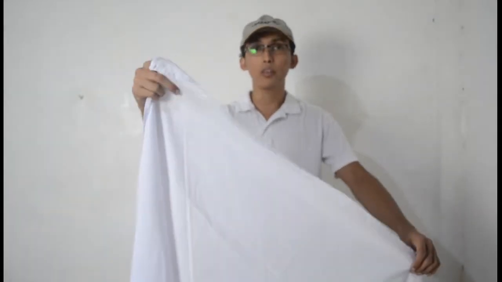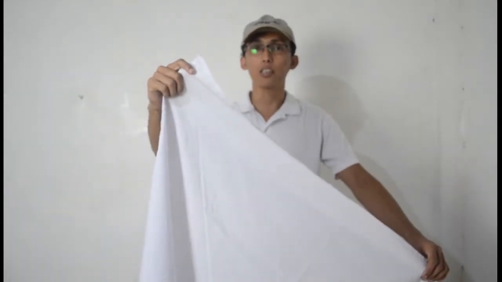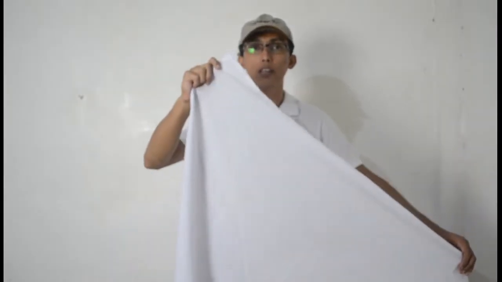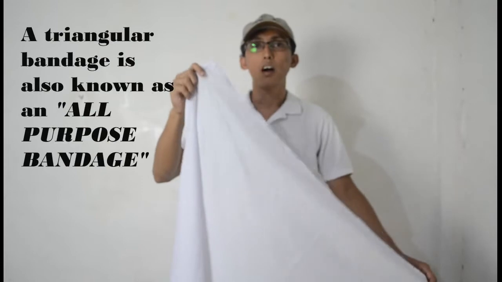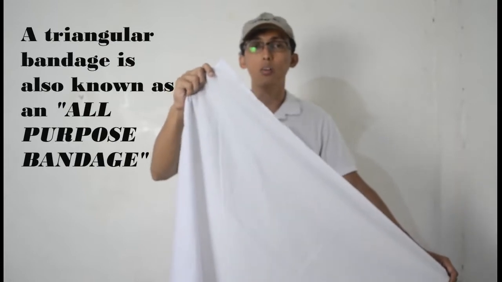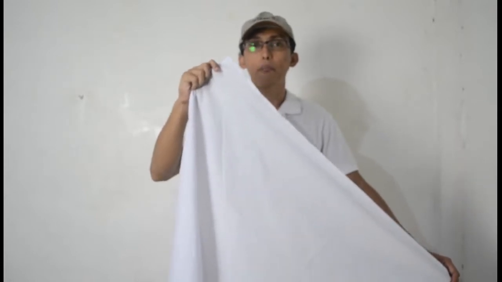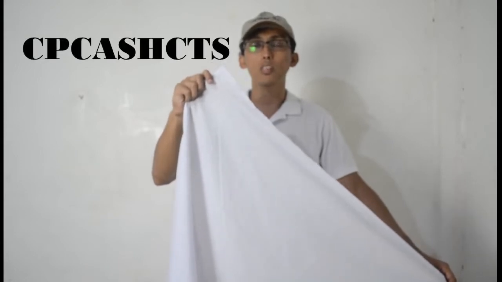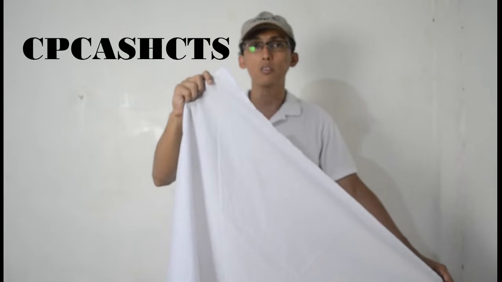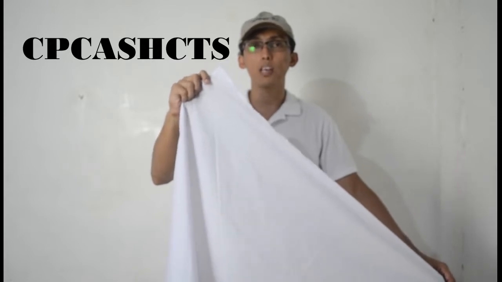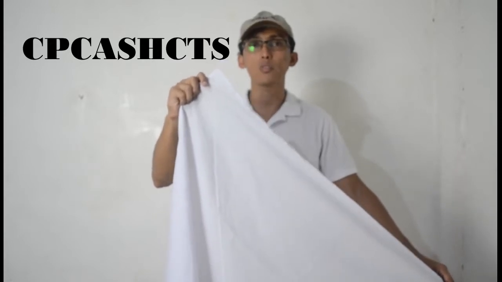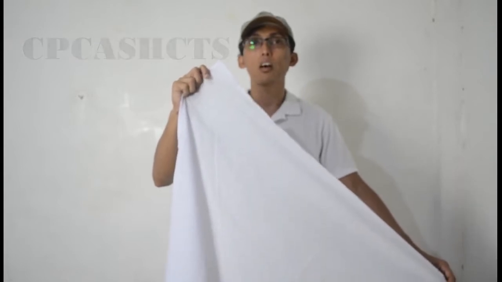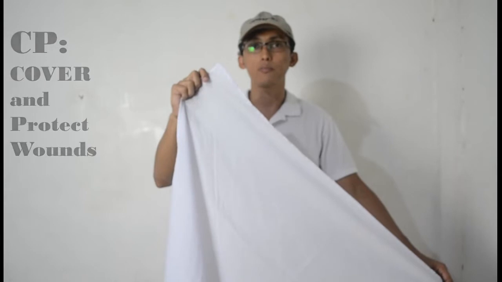One of the most common pieces of equipment that a first aider should have in his first aid kit is what we call a triangular bandage. A triangular bandage is also known as an all-purpose bandage, mainly because it has a lot of uses. I normally use the CP-ACHTS acronym to memorize and remember the uses of a triangular bandage. CP means cover and protect wounds.